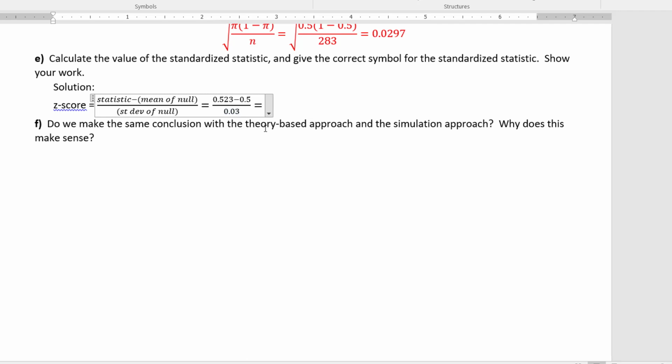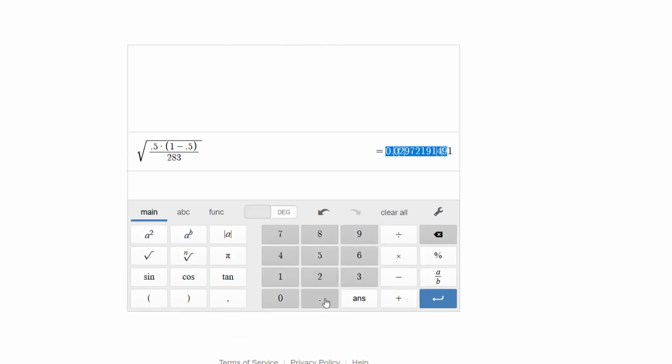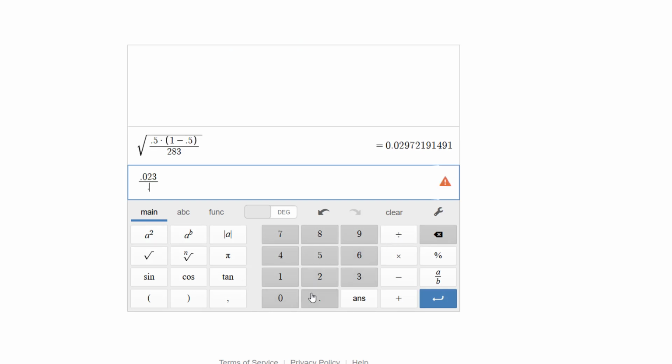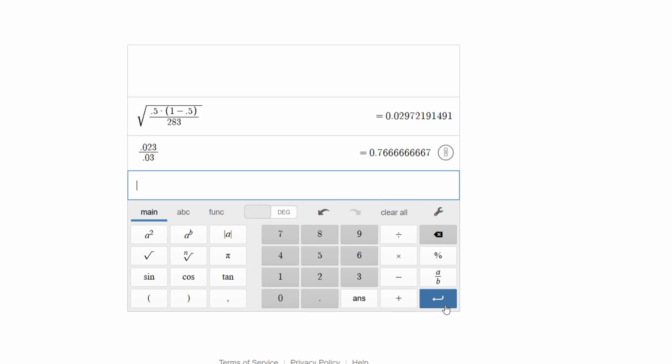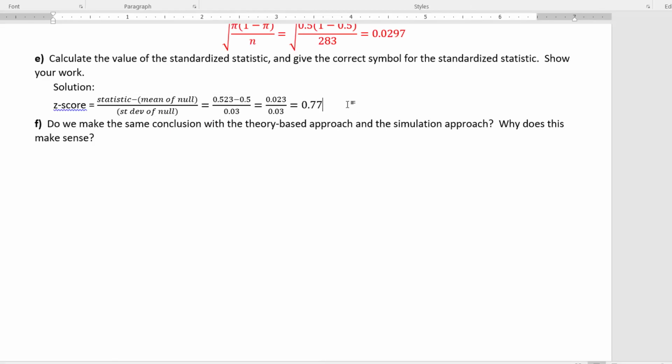And I calculate that out. In the numerator, you'll have 0.023. We're dividing that by 0.03. On my calculator, I'm just going to do 0.023 divided by 0.03. I'm getting 0.77 approximately. So my z-score is 0.77.